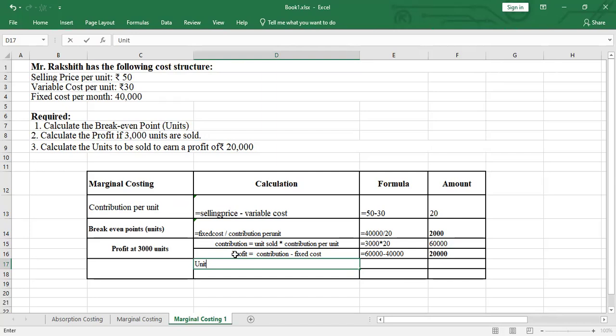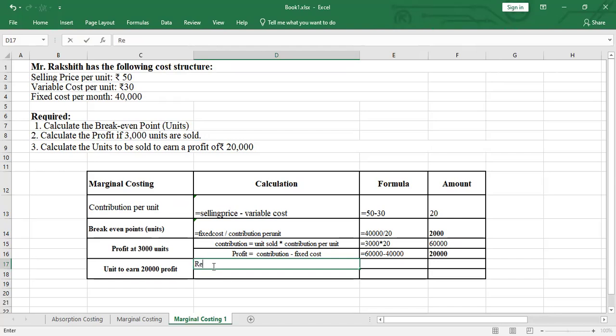Next question which we have to ascertain is units to be sold to earn 20,000 rupees profit. How many units do you have to sell? So the answer, if you observe the previous one, we easily get to know that 3,000 units you have to sell to get 20,000 rupees profit. But we will do this one as well.